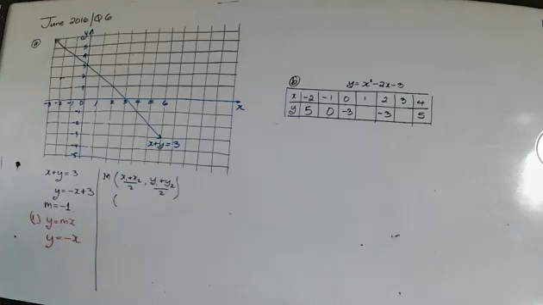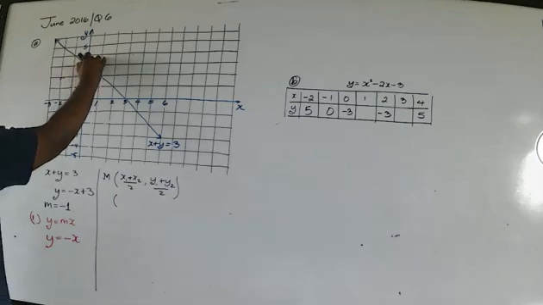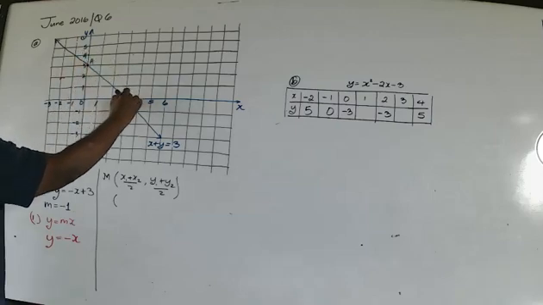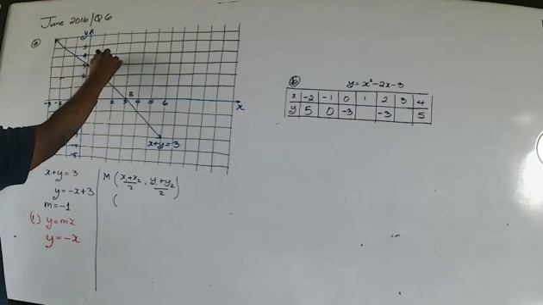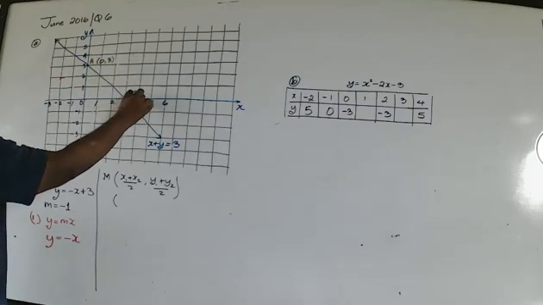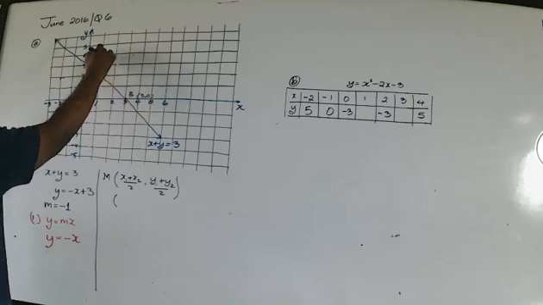Alright, the line through the midpoint of AB. What is AB? A is here and B is here. This is the point 0, 3, and this is the point 3, 0.